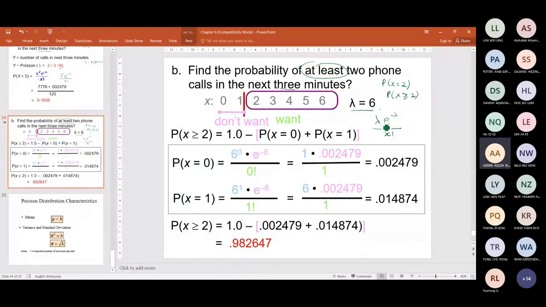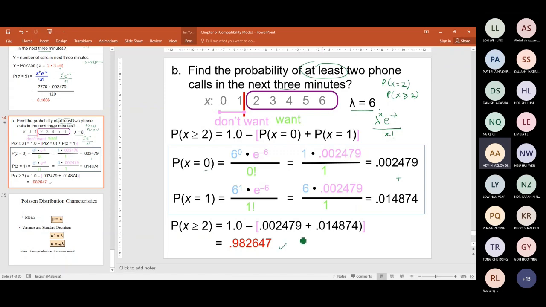So lambda is 6. 6 power of 0 because your x is 0 here. e power of negative lambda, so e power of negative 6 over 0 factorial. With the calculator you get 0.002479. And for the probability of 1, you just substitute your x by 1. So lambda is still 6, 6 power of 1, e negative 6 over 1 factorial. So what you do is 1 minus the probability of these 2. So 1 minus this, and you get the answer.